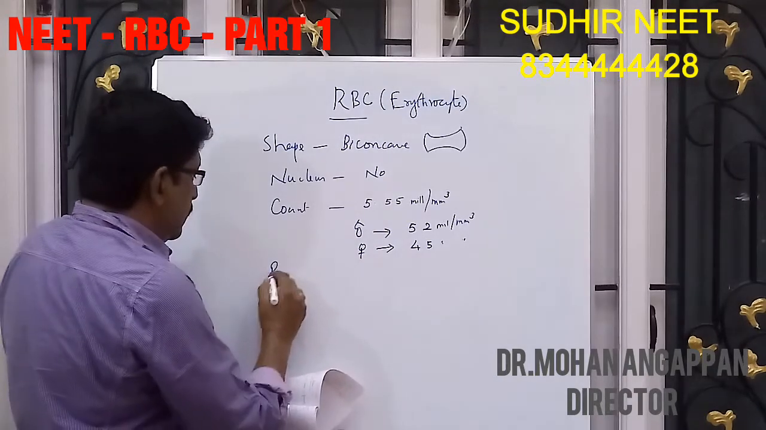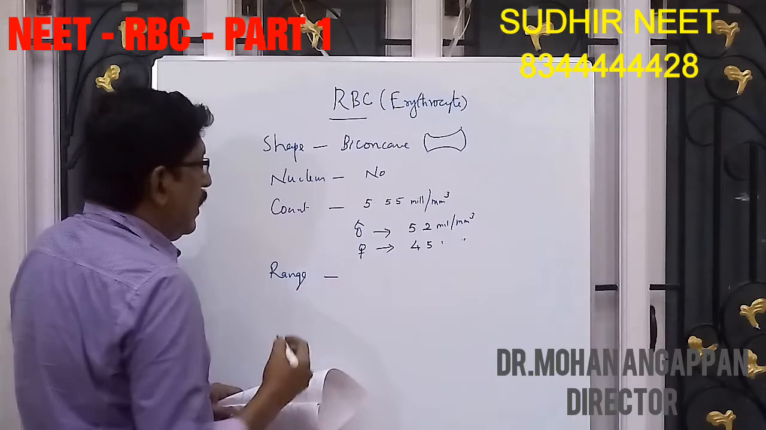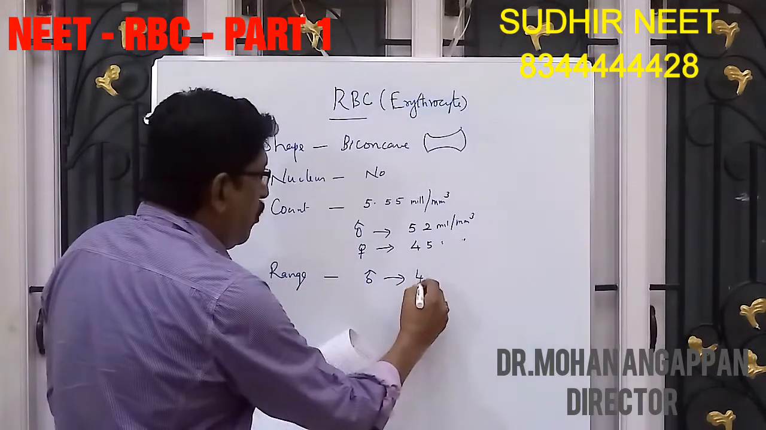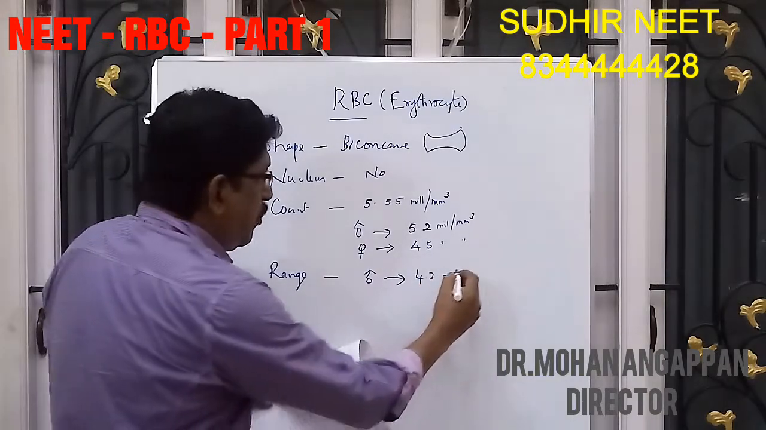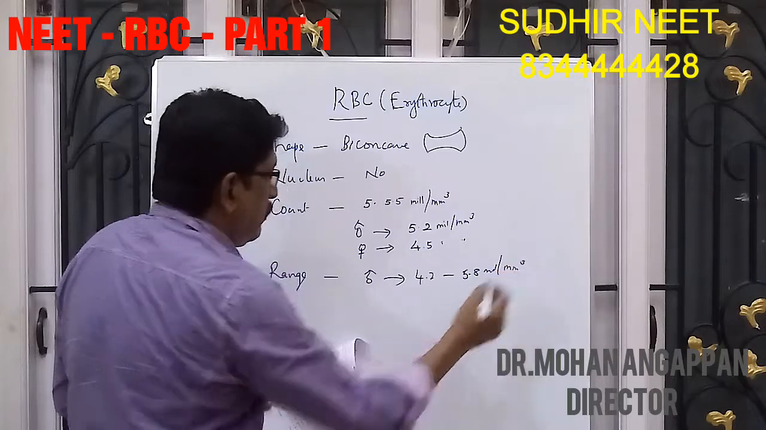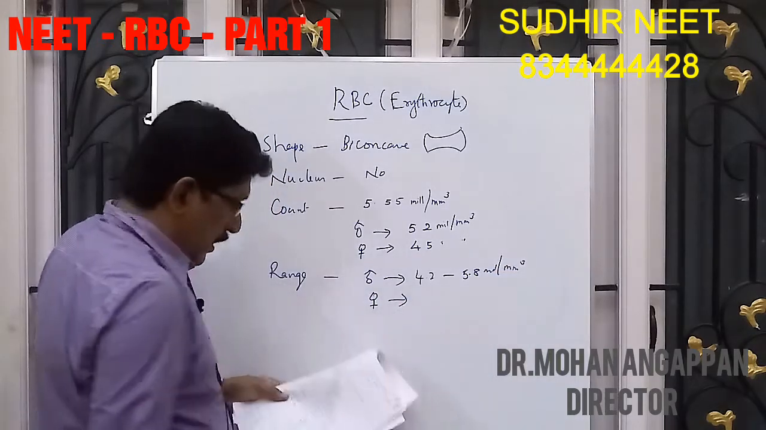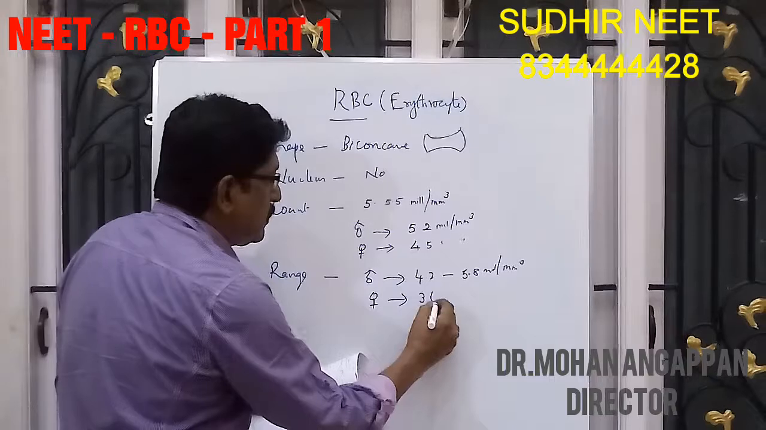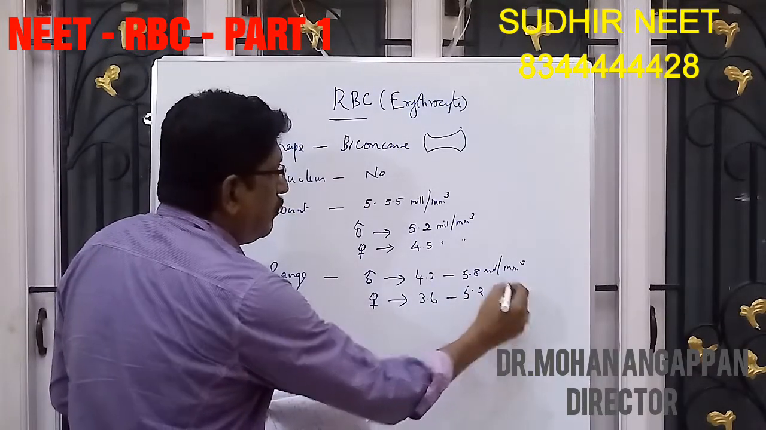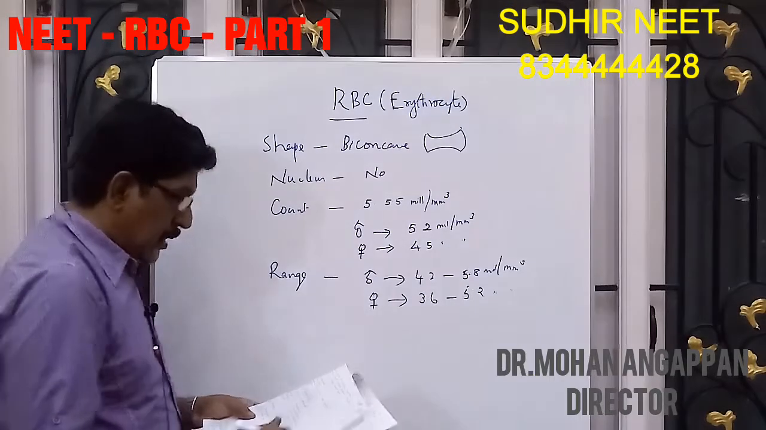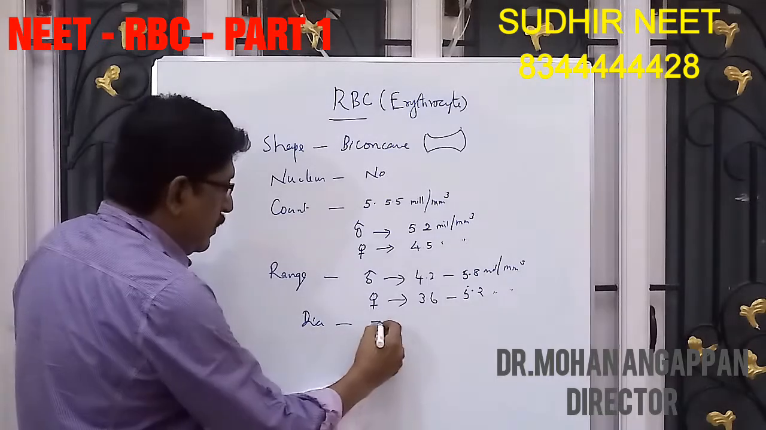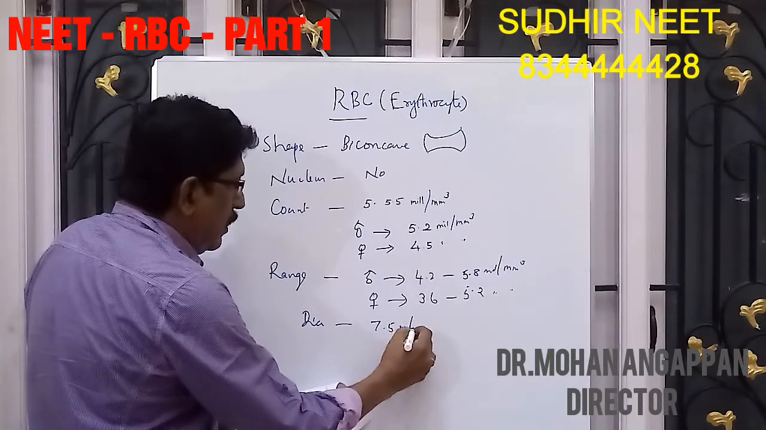So if you see the range, in males it actually ranges from 4.2 to 5.8 million per mm cube. In female, it ranges from 3.6 to 5.2 million per mm cube. So the diameter is 7 millimicron.